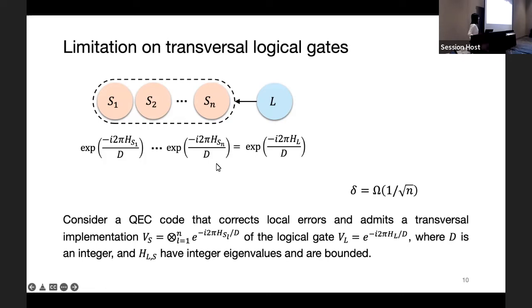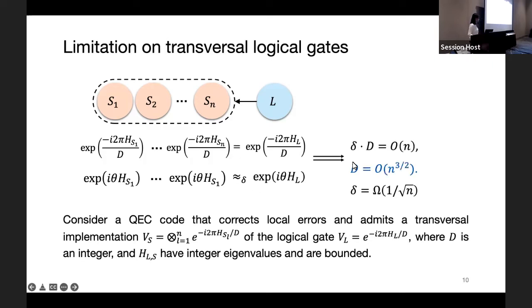And moreover, if we assume that the code has a transversal implementation of this rotation of H_L operator, and here I assume all the eigenvalues of these operators are integers and they are also bounded, and in the situation where D is very large, we can see that the code must be approximately covariant. In fact, we can prove that delta times D is going to have at most a linear scaling with respect to n. In that case, D must have a scaling at most n to the power of 3 over 2.